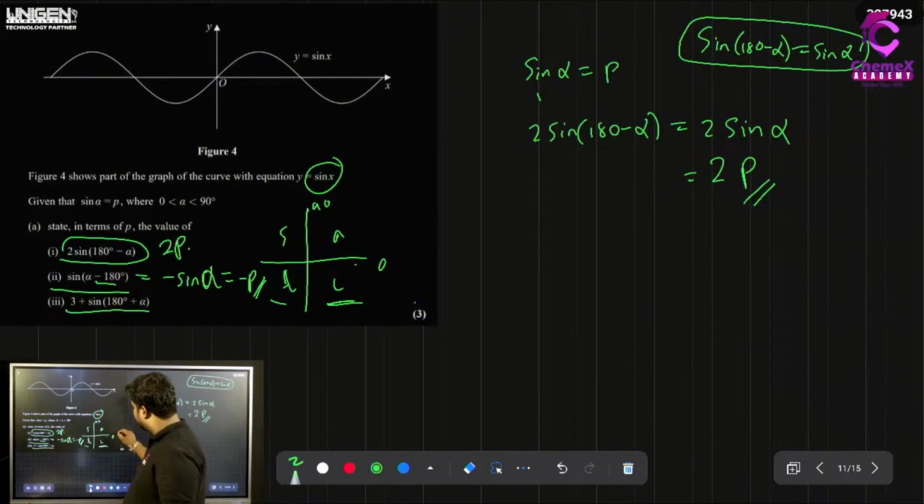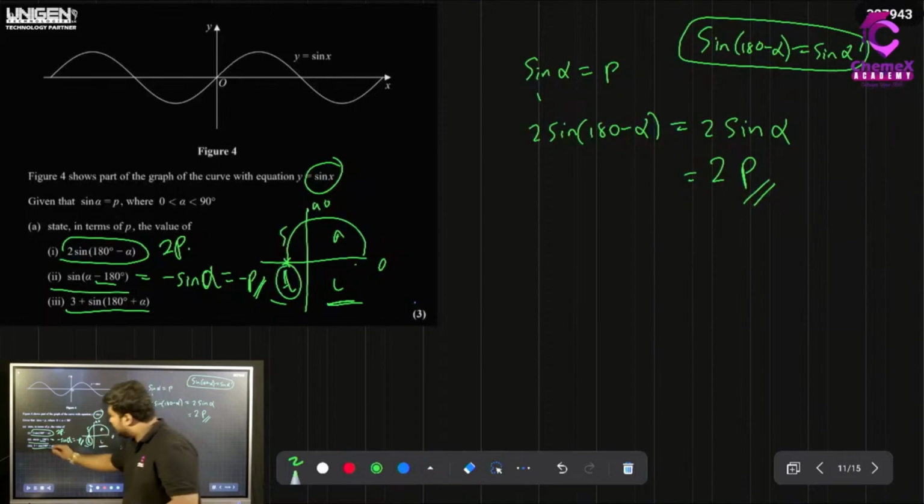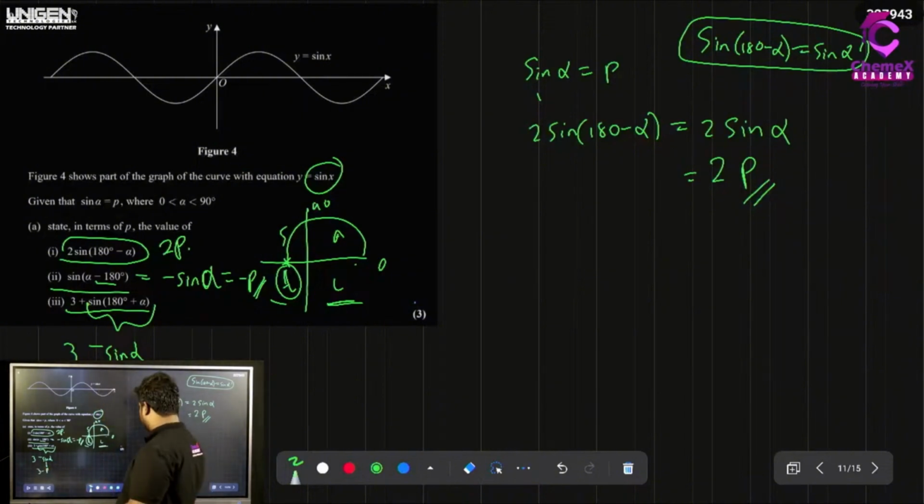180 plus. So if I go here from here, this is 180, right? Plus means it's on where? Tan region. So this small piece can be written as minus sine alpha, and you have 3 in the front. So this sine alpha is P, no? So 3 minus P. I think you didn't see that.